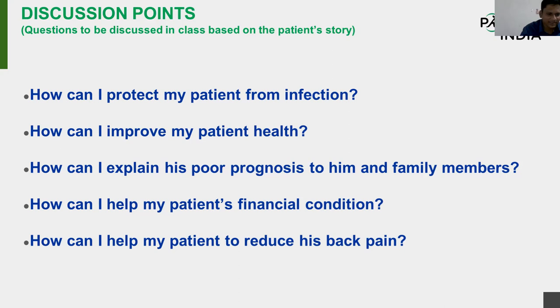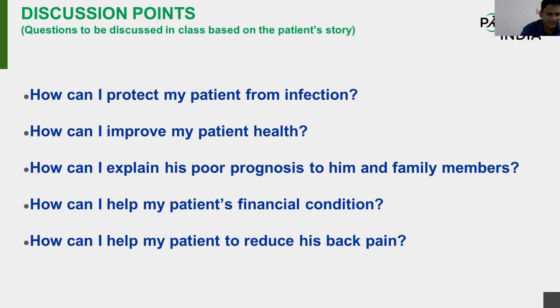So how can I explain his poor prognosis to him or the family members? As I told you before, this is called a serious illness conversation. So this conversation has to be done at least a few months before his condition becomes worse. Because during the time of the worst situation, you can't talk like that. But somewhere, try to talk to the family first and ask them. So my question should be, how does this case reflect to me? If I see this case, how did this case reflect to me? I put this case in front of me just like a mirror.